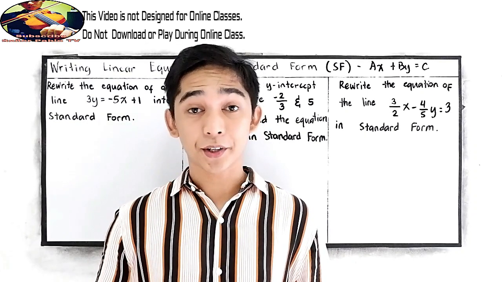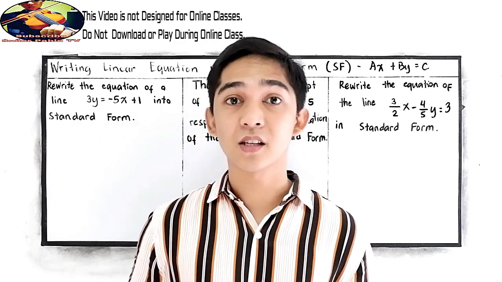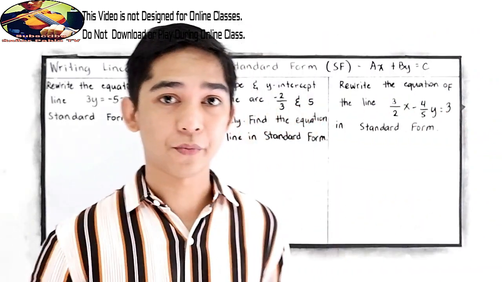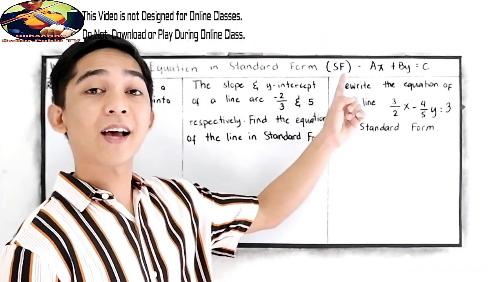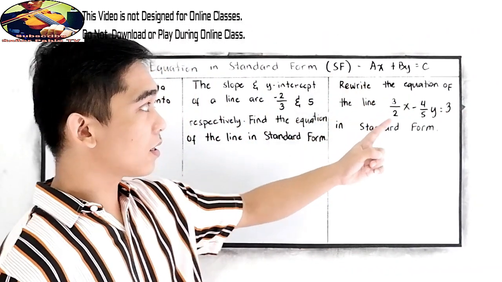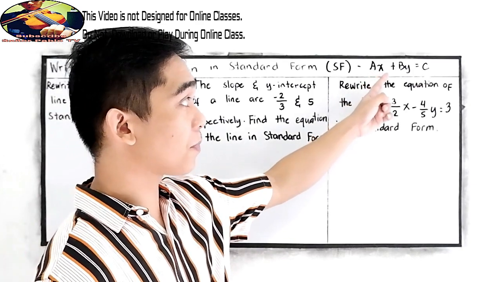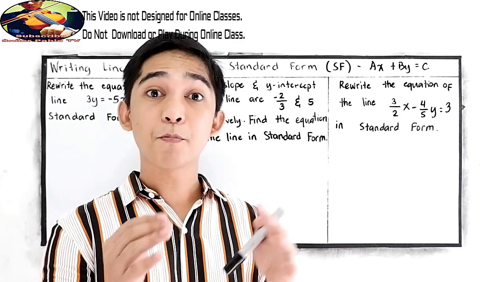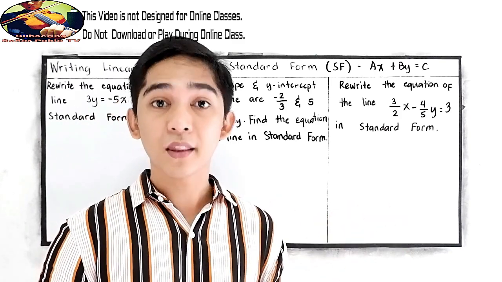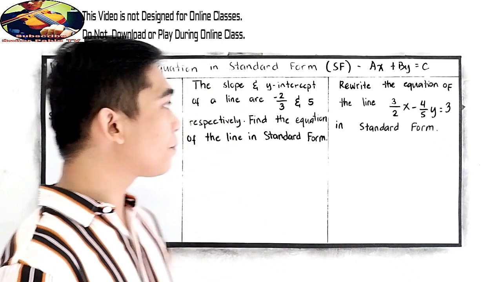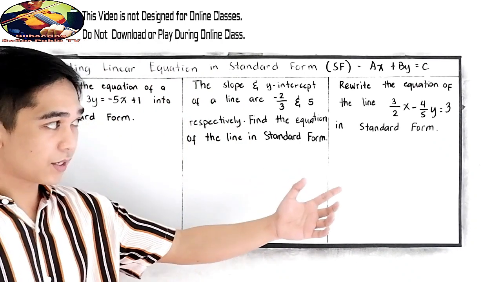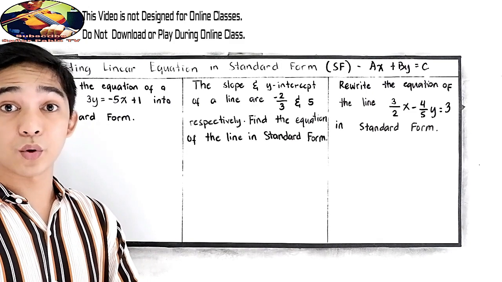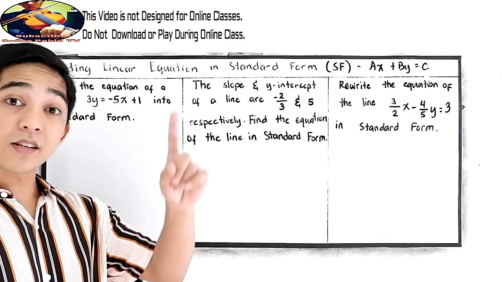And for today's tutorial video, we will be discussing writing linear equation in standard form, or what we call the SF. It is in the form ax plus by is equal to c, wherein a, b, and c are real numbers. I have problems in our board, and these are the possible problems that you are going to encounter. Let's start with number 1.